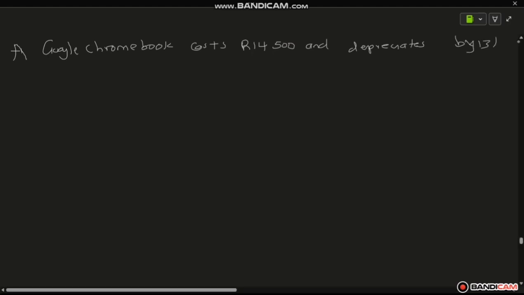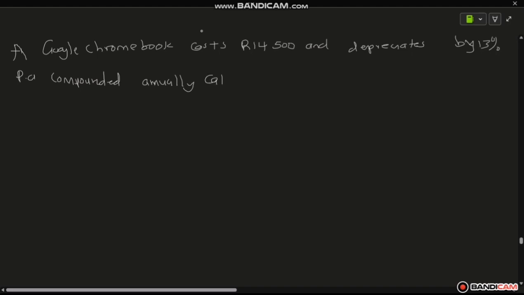So a Google Chromebook costs 14,500 and depreciates by 13% per annum compounded. So they talk about depreciation here, but we must figure out which type of depreciation or method we must use. So you check all those things when you read these questions. Finance needs you to interpret and understand your statements.